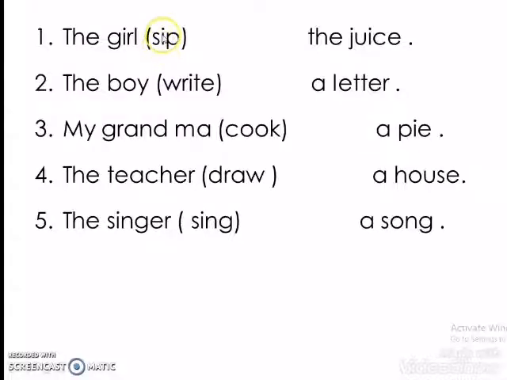Okay, what do I have before the action verb sip? I have the girl. Do I have one girl or girls? No, I have one girl. So because I have one girl, what should I add for the action verb sip? I should add an s to the action verb sip so it becomes sips. Because here we have a singular noun, girl, one girl, so I should add s. I add the letter S. The girl sips.